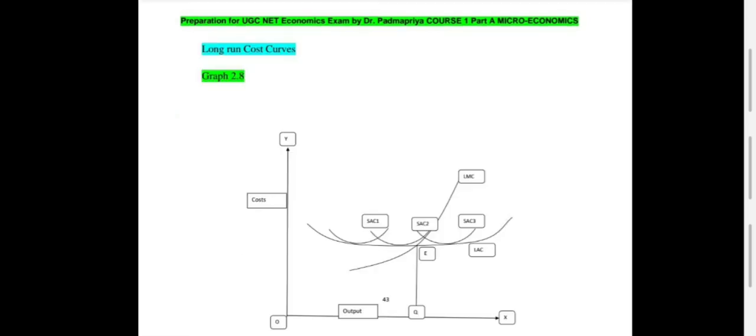Long run cost curves. Now we come to the concept of long run average cost curves in graph number 2.8. We have LAC, which is long run average cost, and we have LMC, which is long run marginal cost. In the graph 2.8 above, the long run average cost curve is tangent to the lowest point of the curve, which is E. It is tangent to all the short run average cost curves, but only at its minimum point. So every short run average cost curve represents the individual plant's cost curve. The long run marginal cost curve is flatter than the short run marginal cost curve.